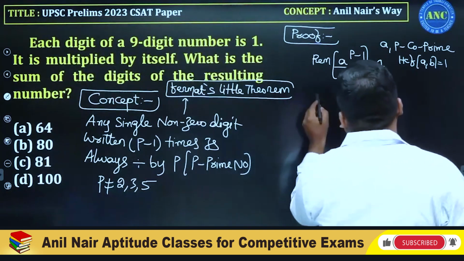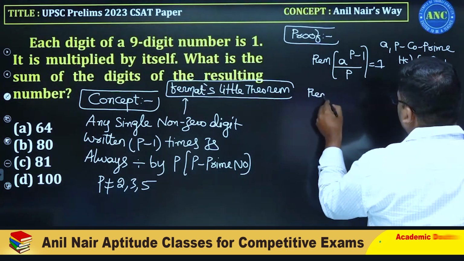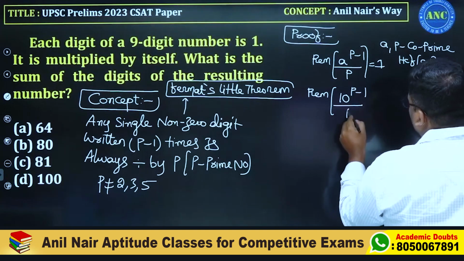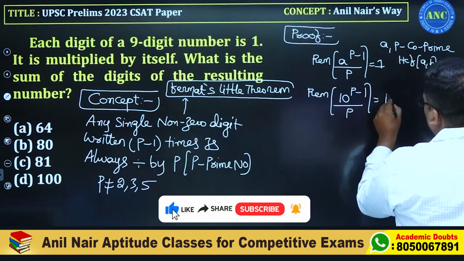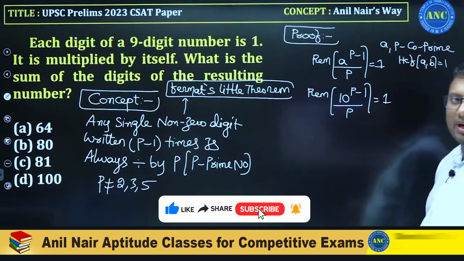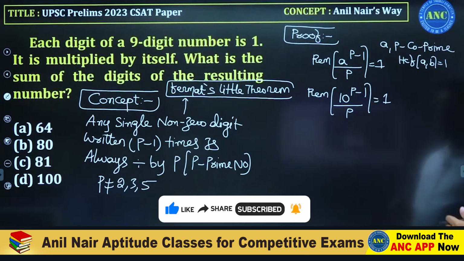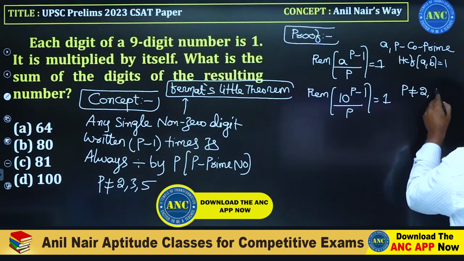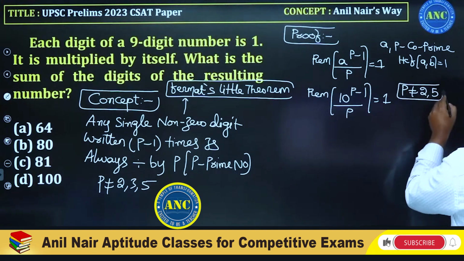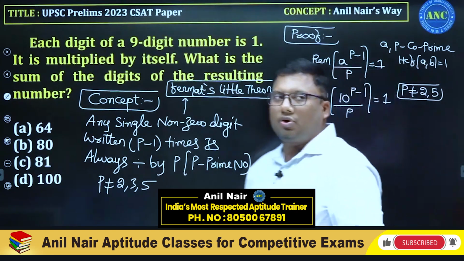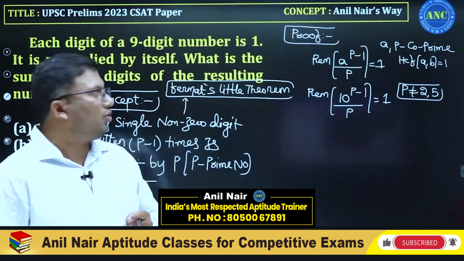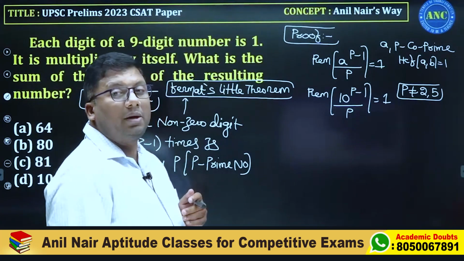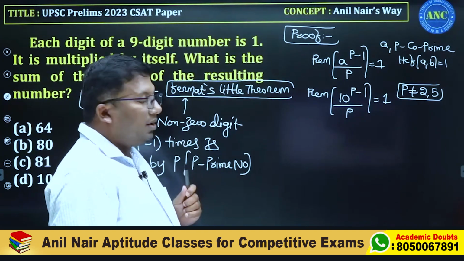That means if I take a as 10, 10 power p minus 1 divided by p is equivalent to 1. 10 and p should be co-prime. 10 is a composite number. Prime factors for 10 are 2 and 5. So p is not equivalent to 2 and 5. This is the concept: 10 power p minus 1 divided by p gives remainder 1.